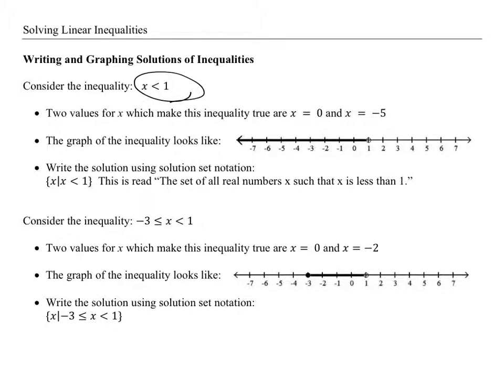Notice how we have an open hole at 1, and then we go to the left. So all these numbers are less than 1. Notice how it's an open hole. That means I get as close to 1 as possible. So for example, 0.99999 is still less than 1. So that's a mathematical way to indicate that I'm getting close to 1. But when I hit 1, it's not part of the solution.